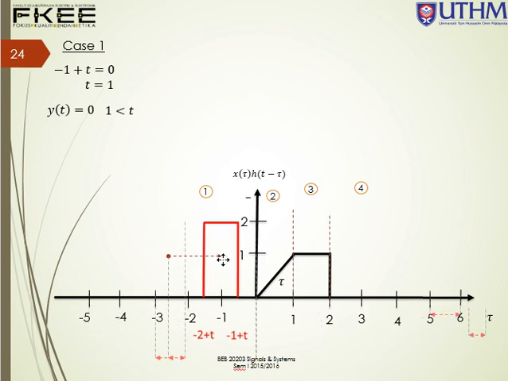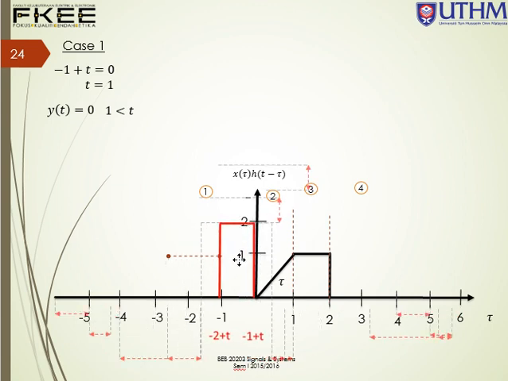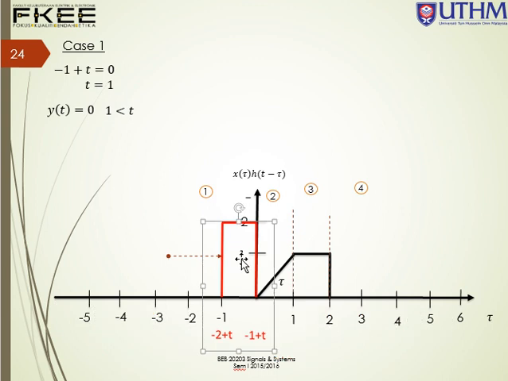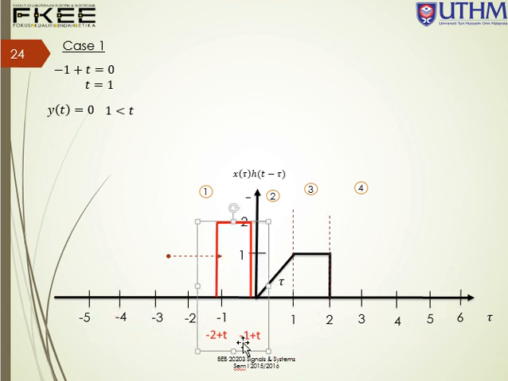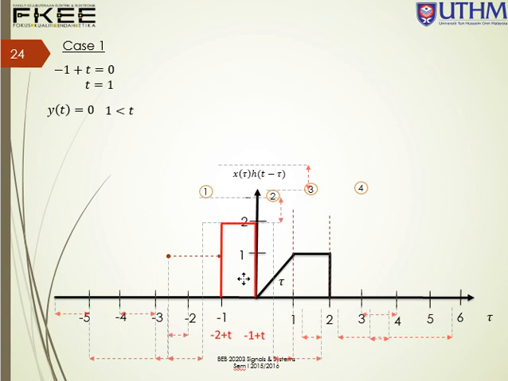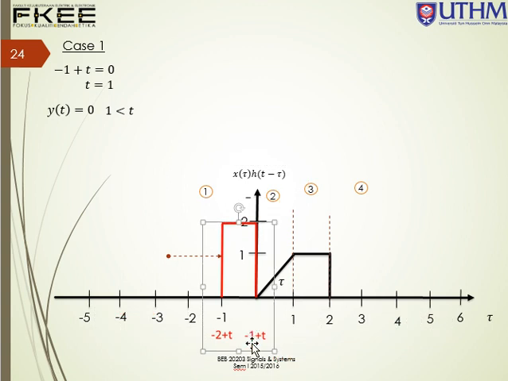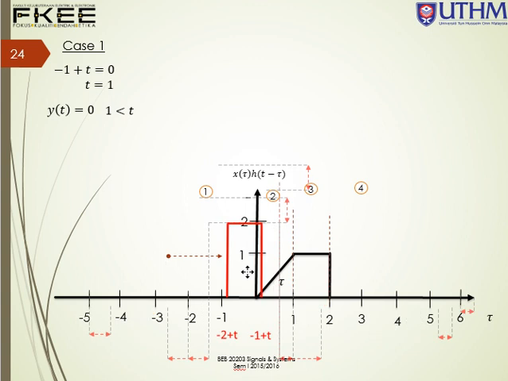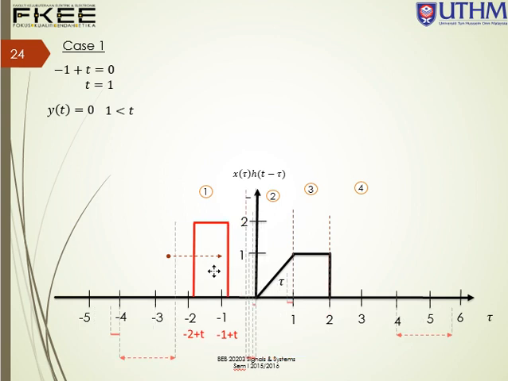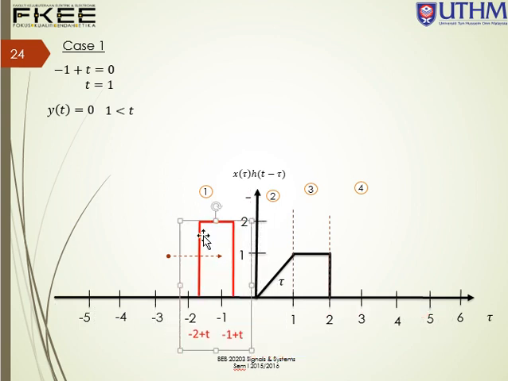Okay, so this one only happens when your graph is touching tau equal to 0 at this point. So when tau equals 0, your signal will be in your section number 1. Okay, so if you look over here, you have minus 1 plus t. So your value of tau, this one must be equal to tau equal to 0, before it goes to section number 2 over here. So we don't want to have that. For case number 1, only when this graph is in section number 1.